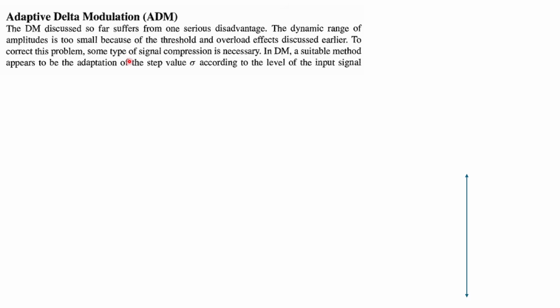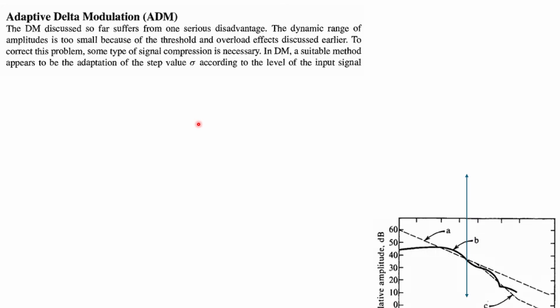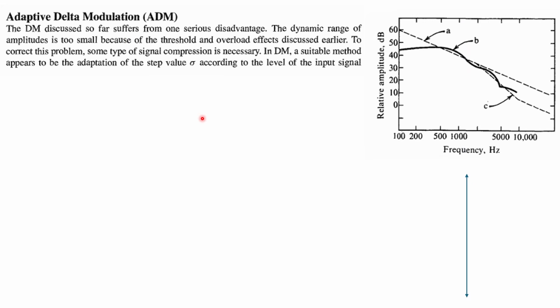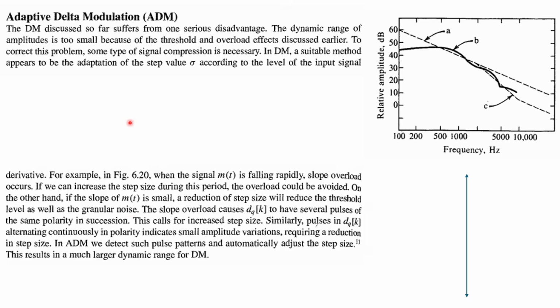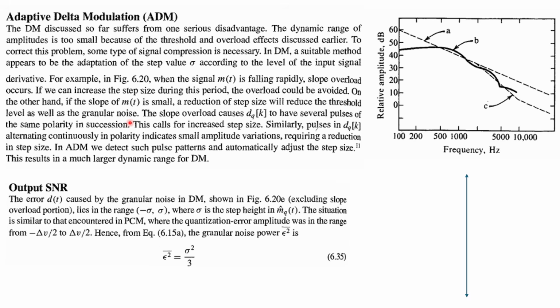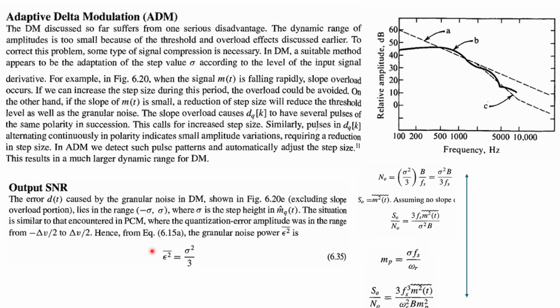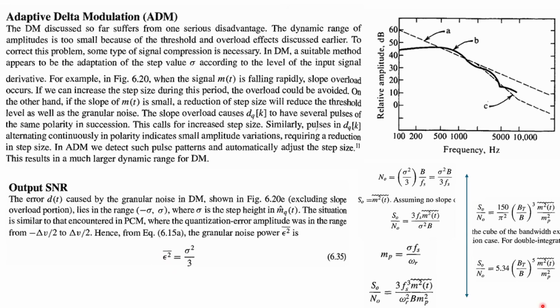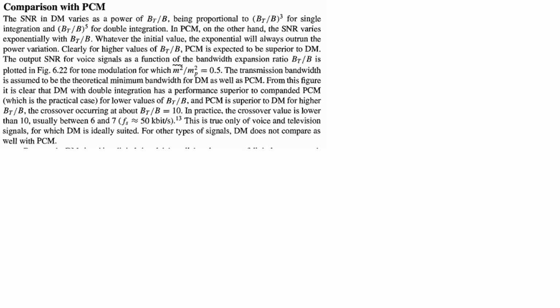The challenge you can solve using adaptive delta modulation, where the step size keeps on changing with respect to the message information. If the message information is stagnant, in that case delta will be lesser, and if it is changing quickly, delta will be higher. So this is one of the solutions. In that case you can find the SNR, that is equal to A squared by Q, and you can remember this SNR is equal to 5.34 beta T by B into Ms squared(t) divided by Mp squared.